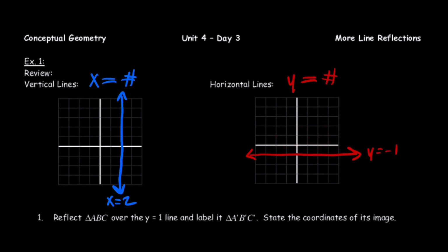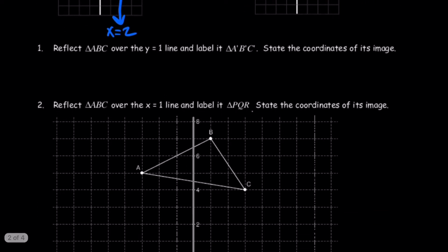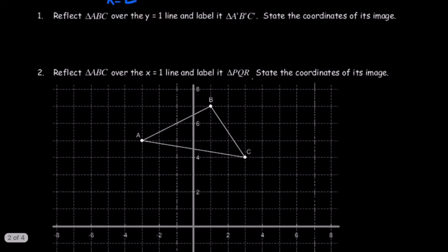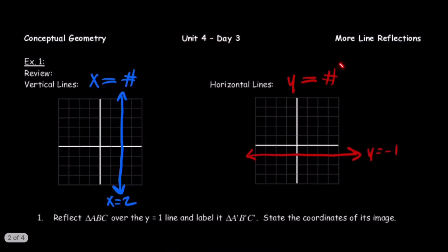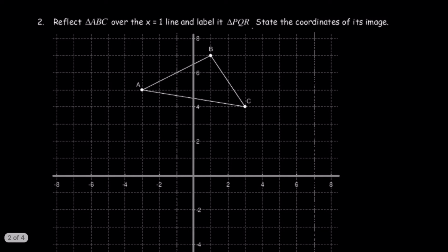Okay, so now that we know that, in this example here, I'm going to take triangle ABC, and I want to reflect it over the line y equals 1. So the first thing I need to do is sketch that line in. Well, it's going to be a horizontal line where y is equal to 1. I generally like to make these dashed lines, but you don't have to. I just don't like to confuse them with the axes. So there's the line y equals 1.